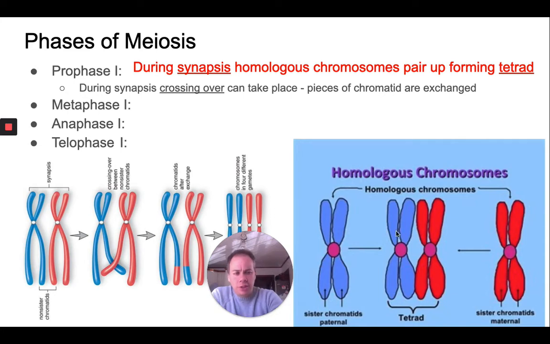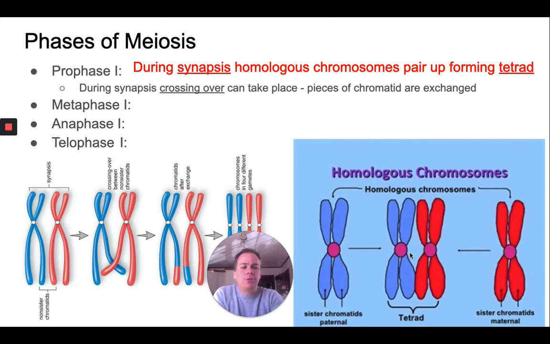Here you see two homologous chromosomes that have aligned themselves together. These two chromosomes are similar to each other. That's why they're called homologous. They contain the same sort of genetic information. They have alleles for similar traits, but they're not necessarily identical. One of these chromosomes was inherited from the mother, and one was inherited from the father, but they are similar chromosomes. And so they line up with their homologous partners.